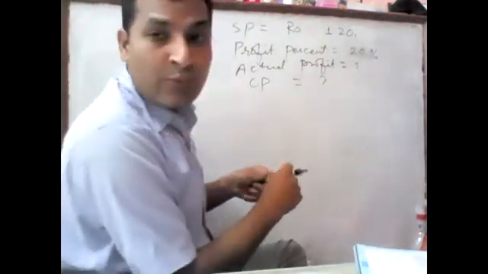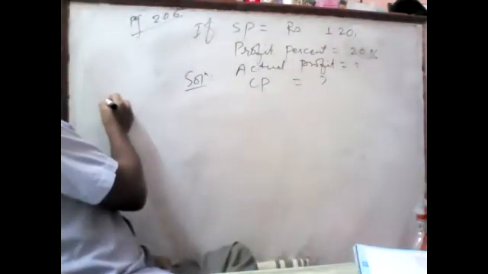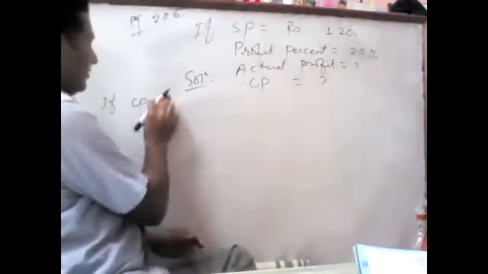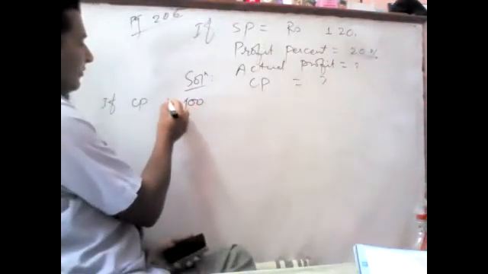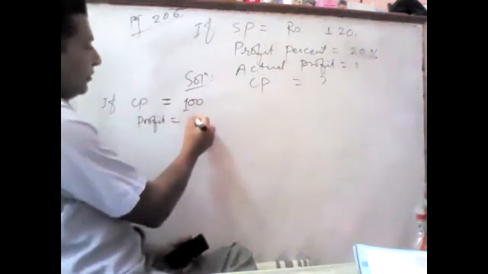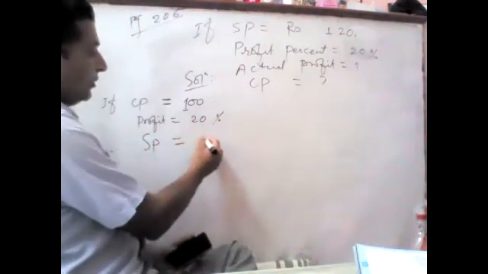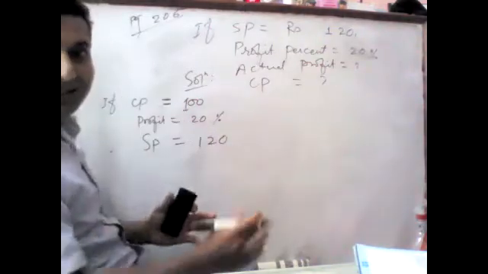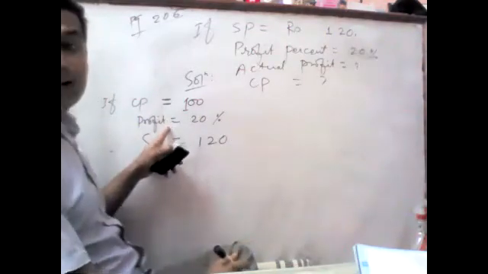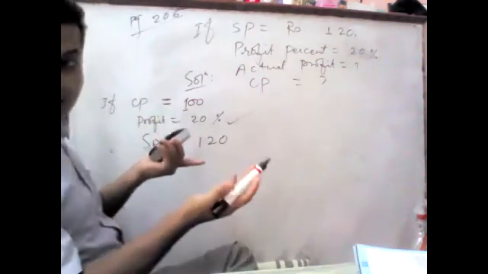Yes, one thing very importantly, we have to know that if CP is equal to 100 and profit is equal to 20%, suppose, then SP will be equal to 120 by our common sense. We can understand it because profit or loss percentage are always taken out of CP. 20% of 100 is 20 only.